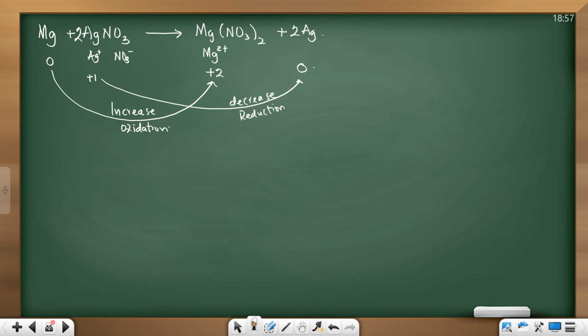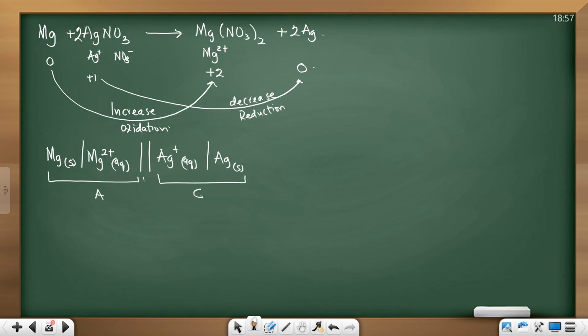So what is my cell notation? At the anode, which one is the anode? Mg. So what will it be? Mg solid. It's oxidized to Mg2+. Can you see my oxidation there? Salt bridge. What do I have? Ag+ and Ag solid. I have my 3 marks. This is what happens at the anode, and this is what happens at the cathode, and that's my salt bridge. Remember, solid must start and solid must end.